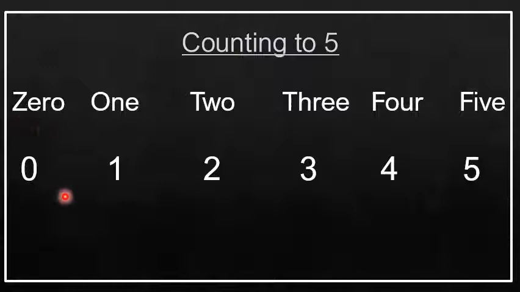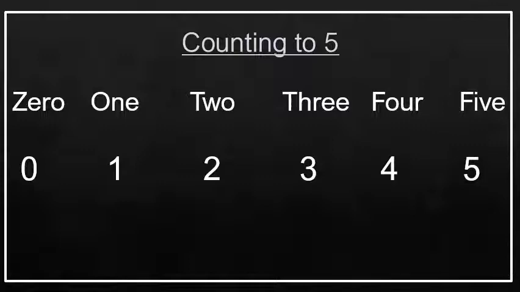Z-E-R-O, 0. O-N-E, 1. T-W-O, the number word 2. T-H-R-E-E, 3. F-O-U-R, the number word 4. F-I-V-E, 5.